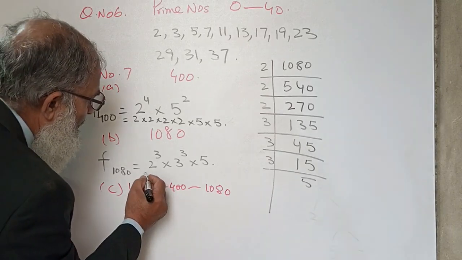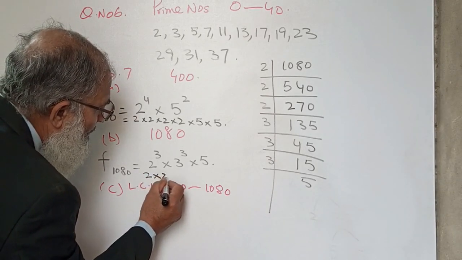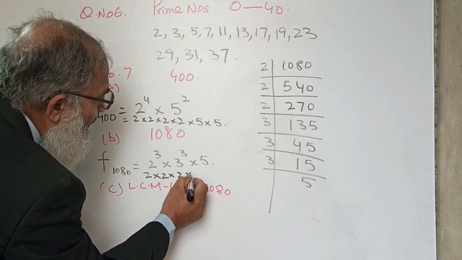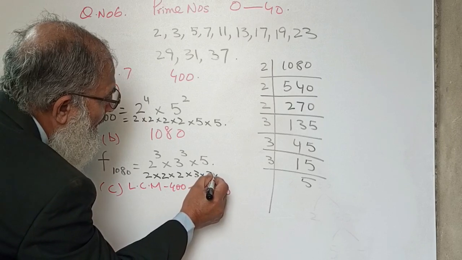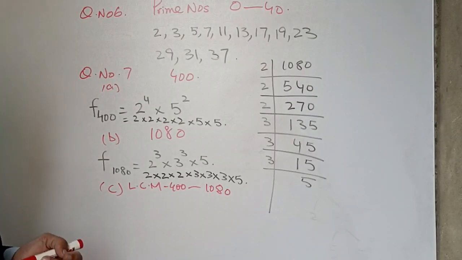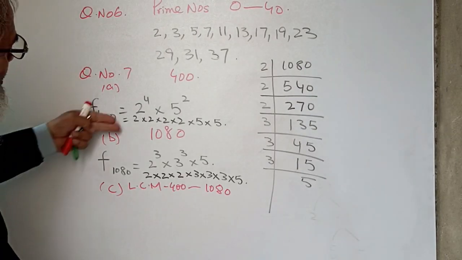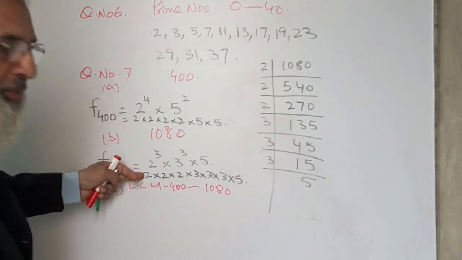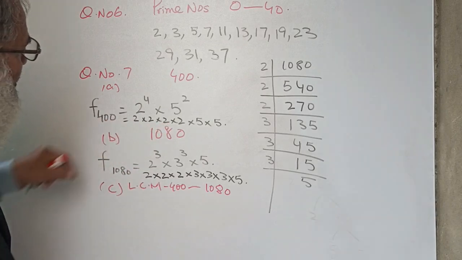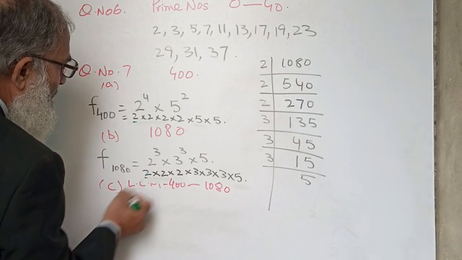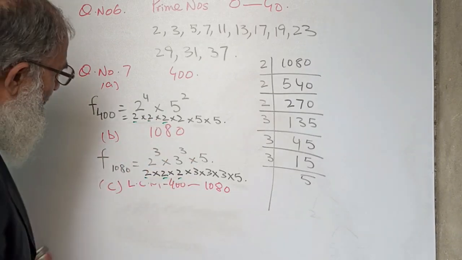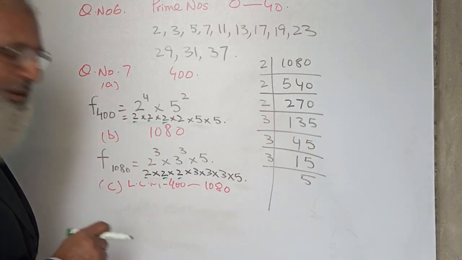Now for this, again, when it is cube, we have to write it 3 times, and similarly 3 for 3 times, and 5. Now we have to find the common ones in between. Now you see, from here or from here you can see that three 2's are common. This is common with this, common with this, common with this. So we have three 2's in common.